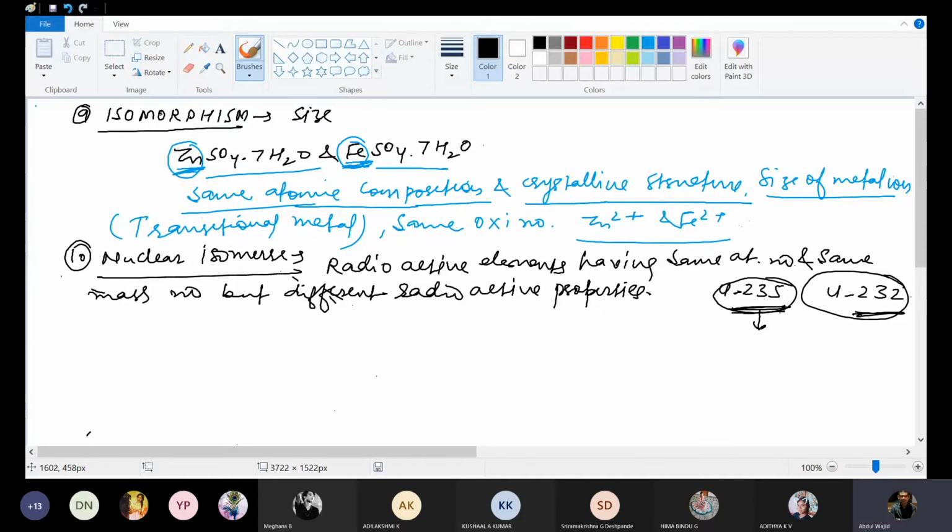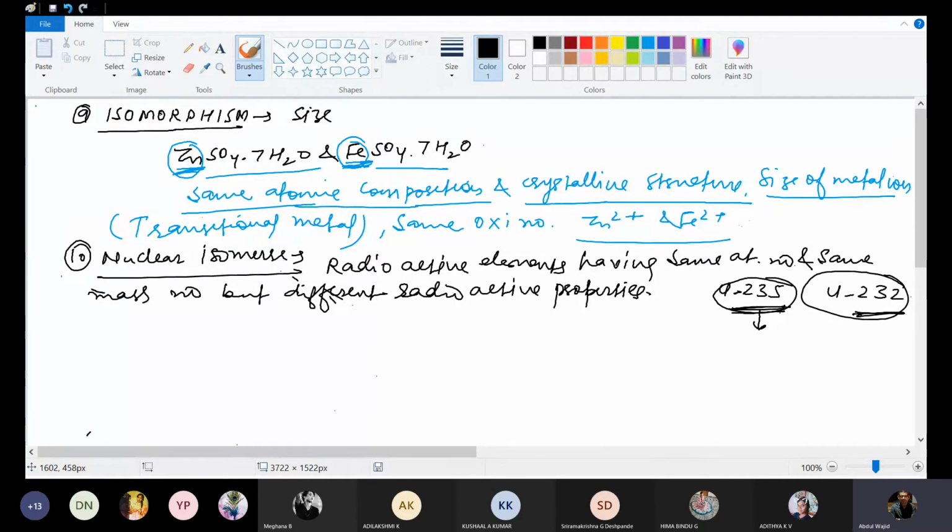So this is about nuclear isomers. Their atomic number and mass number will be the same, but their radioactive properties, that is nuclear properties, will be different. That is called nuclear isomerism, or such examples come under nuclear isomers. So this is all about the iso terms. On that day, I think we discussed only 6 iso terms. Now we added 4 more iso terms. So now this is all over.